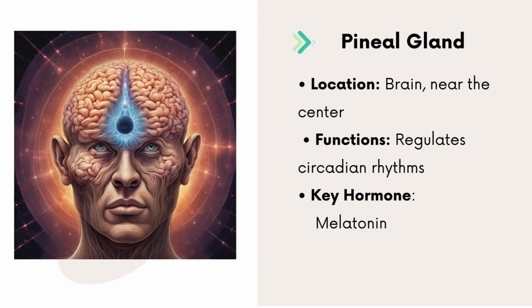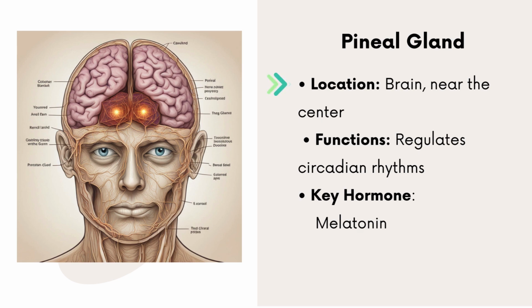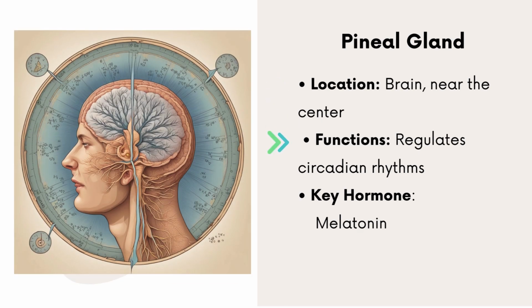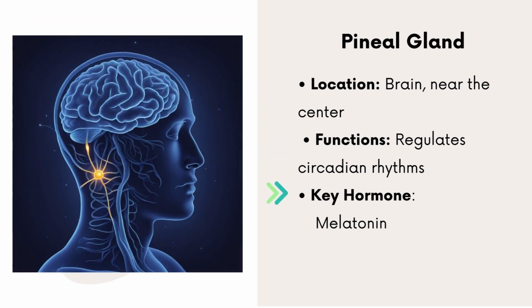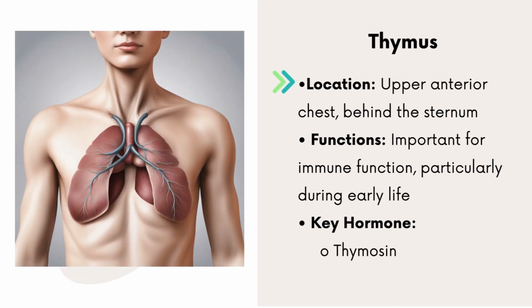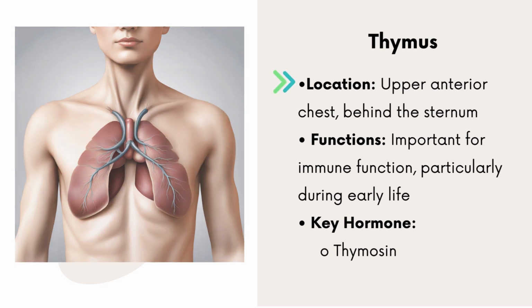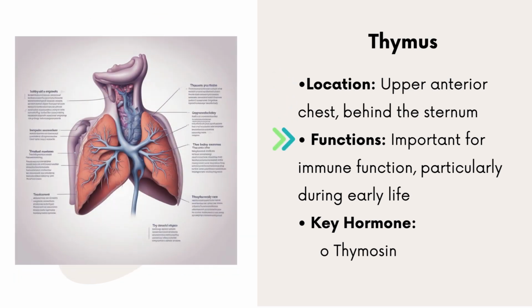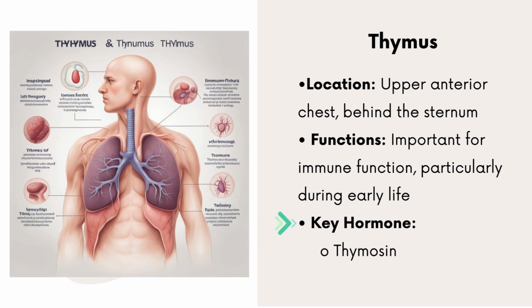8. Pineal gland. Location: brain near the center. Functions: regulates circadian rhythms. Key hormone: melatonin. 9. Thymus. Location: upper anterior chest behind the sternum. Functions: important for immune function, particularly during early life. Key hormone: thymosin.